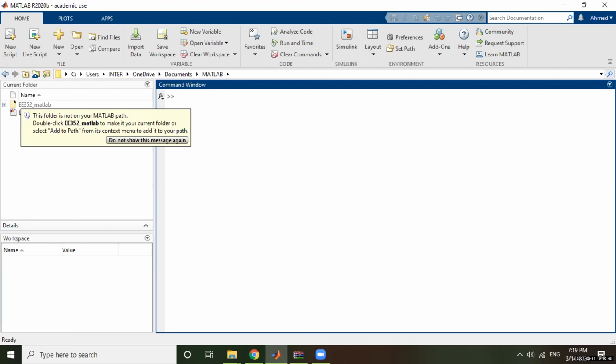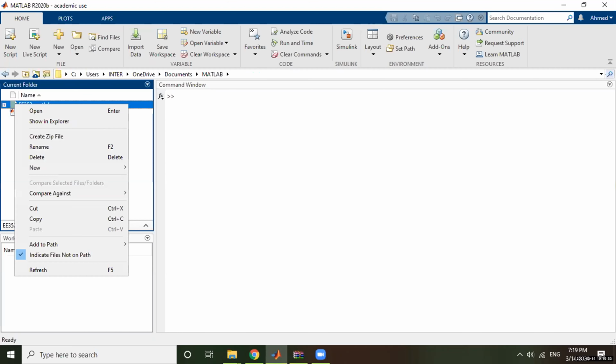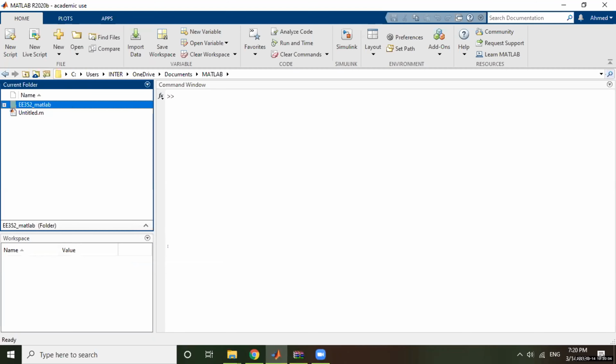So right click on it. No, don't go inside. Go back. Right click, and then click add to path, and then click selected folders and subfolders. This option, yes. Okay. Now it's added. Open AM. Okay, not FM, AM. Yes. Simulation. Open.